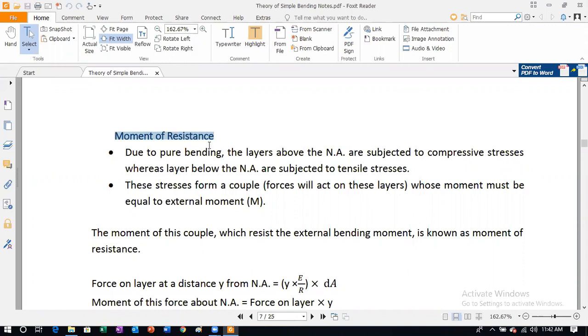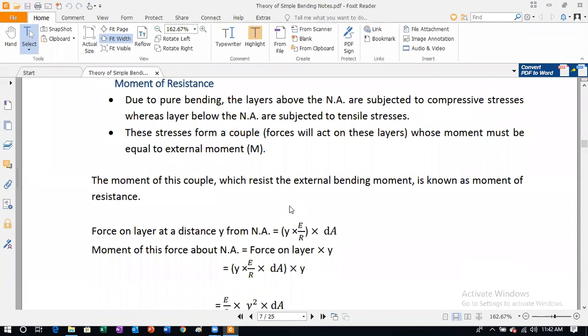Now, due to pure bending, the layers above the neutral axis are subjected to compressive stresses, and the layers below the neutral axis are subjected to tensile stresses, as we have discussed in our previous topics. No net force is occurring, so these stresses form a couple, and forces will act on these layers, whose moment must be equal to the external moment.